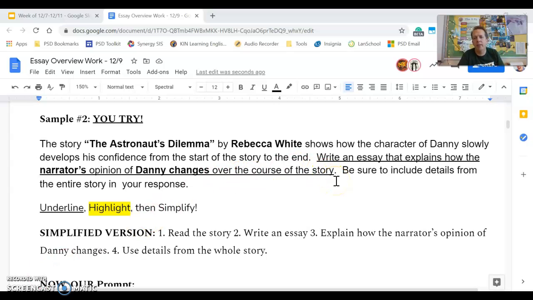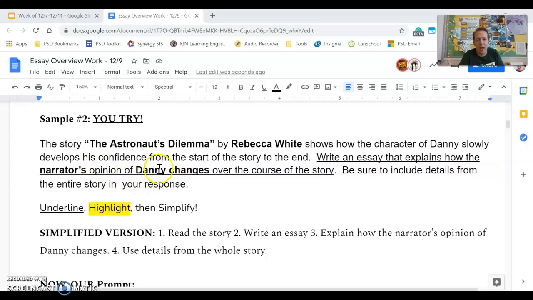Now, it might be a little bit different, but in general, our "hey, you do this" part is here. Write an essay that explains how the narrator's opinion of Danny changes over the course of the story. Some keywords you should have probably identified: "Astronaut's Dilemma", so the tag ingredients, right? The story, the title. The narrator's opinion, you could have bolded. I don't know if you have to use that word, but it's a pretty important word, so you wouldn't be wrong if you did bold it.